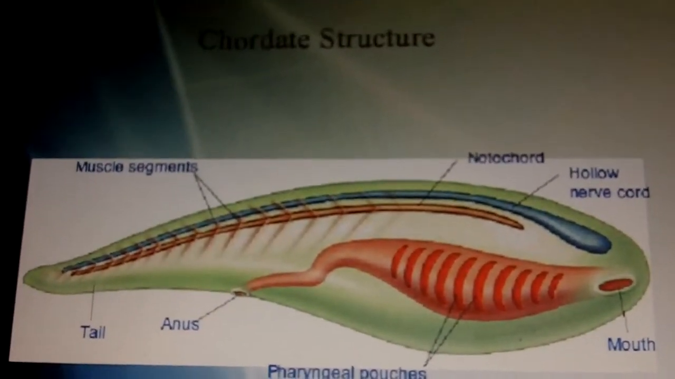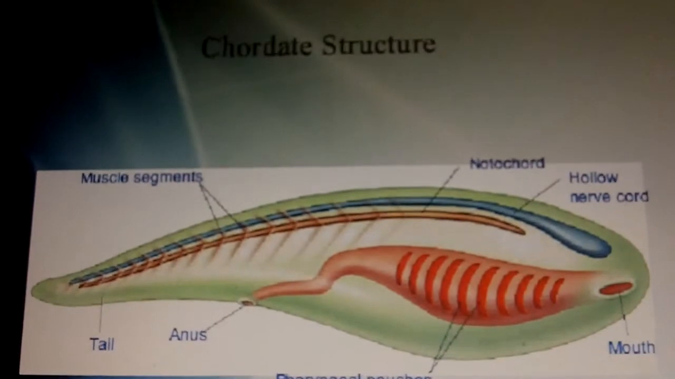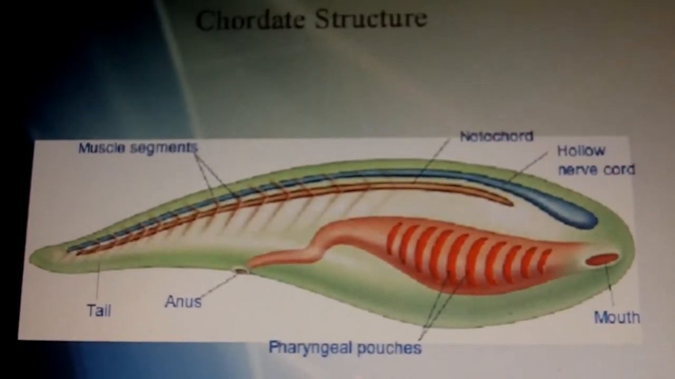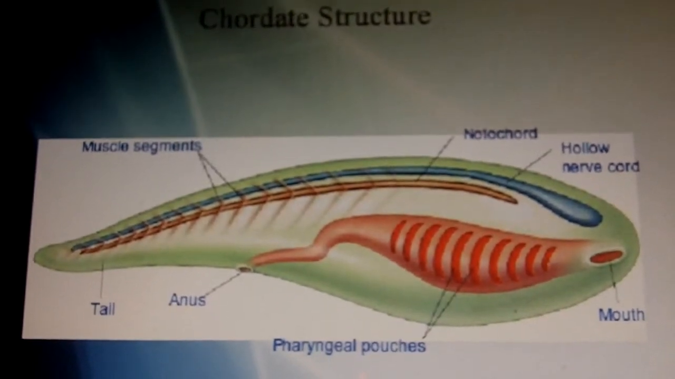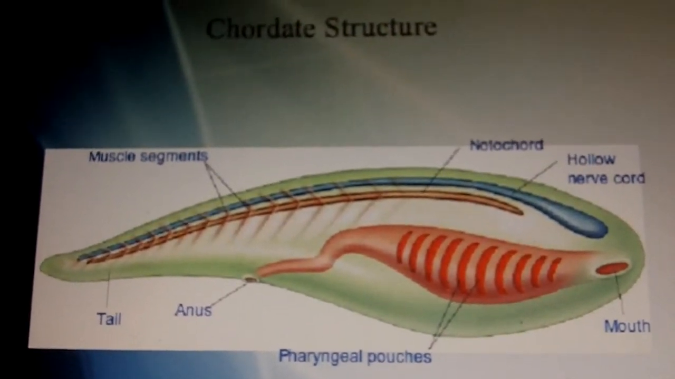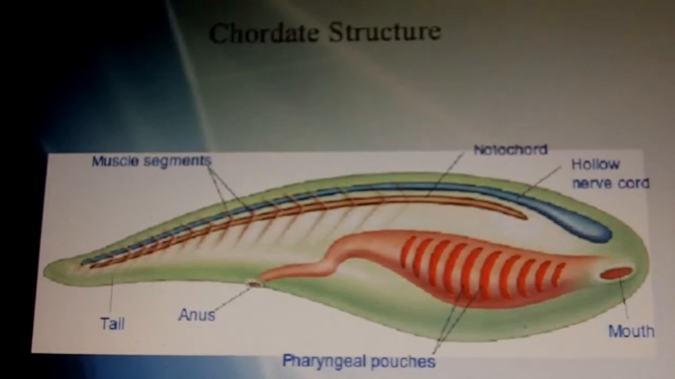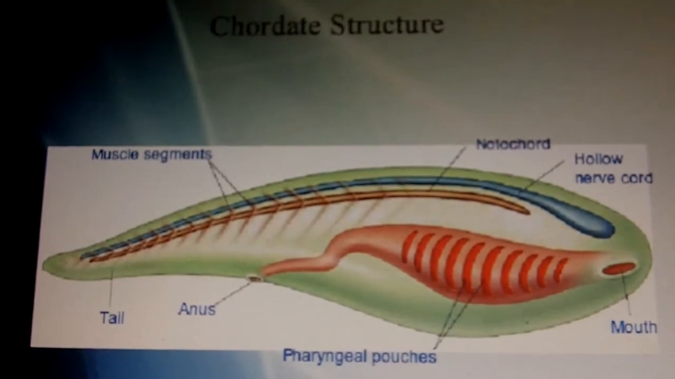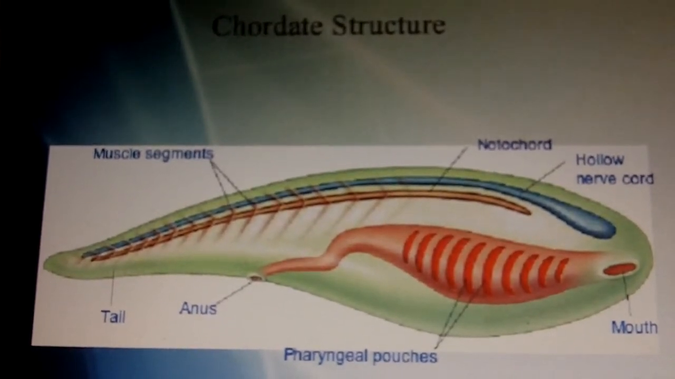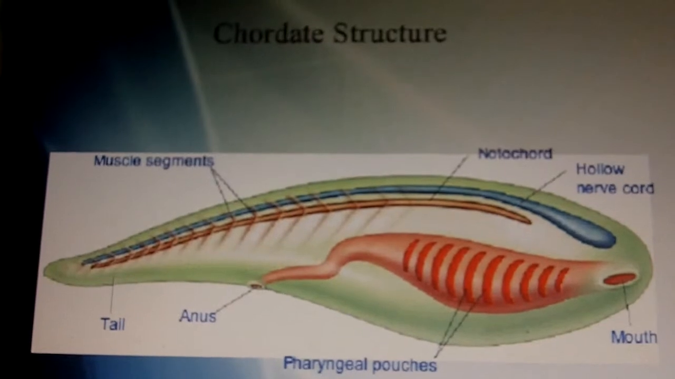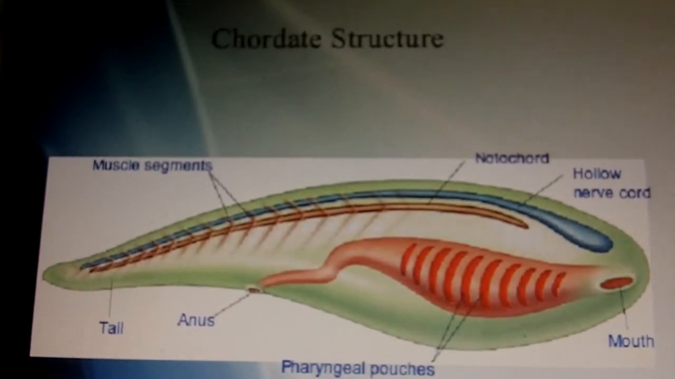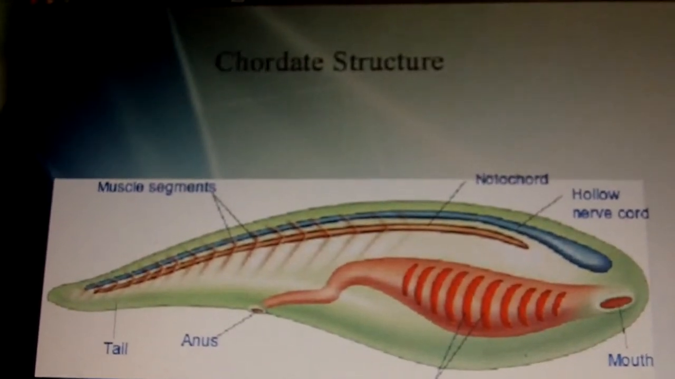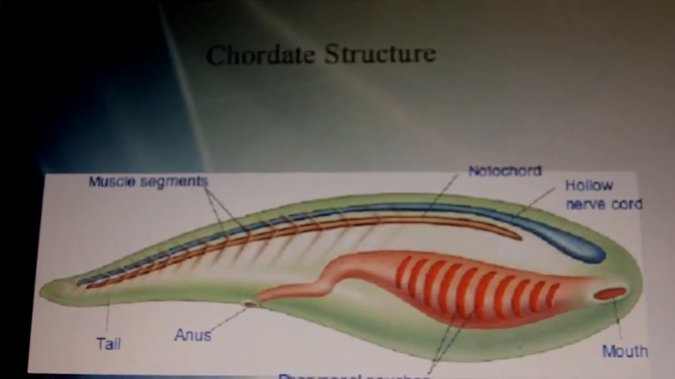Okay, chordate structure. Here are the parts of the structure. Here you have the muscle segments in the top left. At the top right, there's your notochord, the hollow nerve cord. Then the bottom right, front of the photo, the mouth. Then in the middle here, the pharyngeal pouches. And then on the bottom left, the anus. And then the last, of course, the tail.